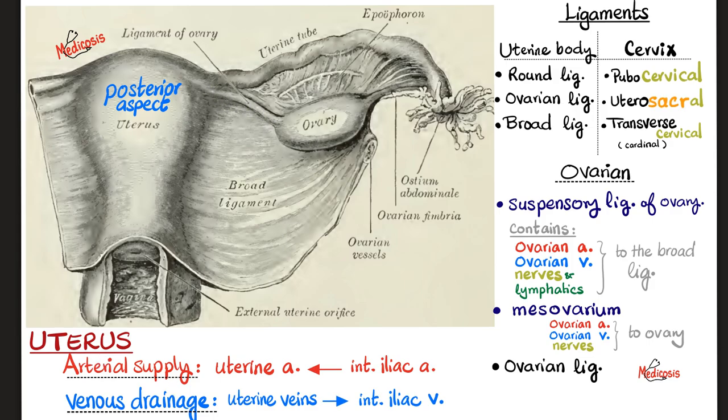What is the arterial supply of the uterus? Uterine artery, which runs here inside the broad ligament between its 2 layers. Where did that uterine artery come from? From the internal iliac artery, which is the main artery of the pelvis. How about the venous drainage? What's the opposite of uterine artery? Oh, uterine veins. That's true. And these are tributaries of the internal iliac vein, the main vein of the pelvis.